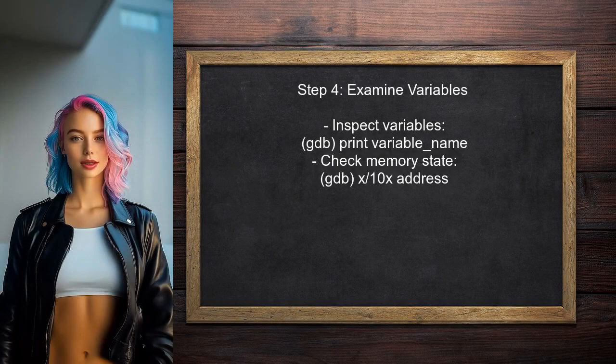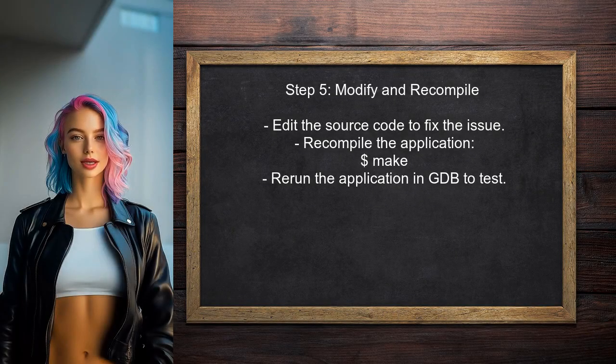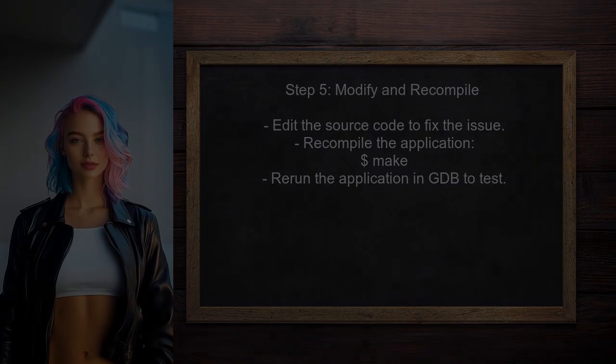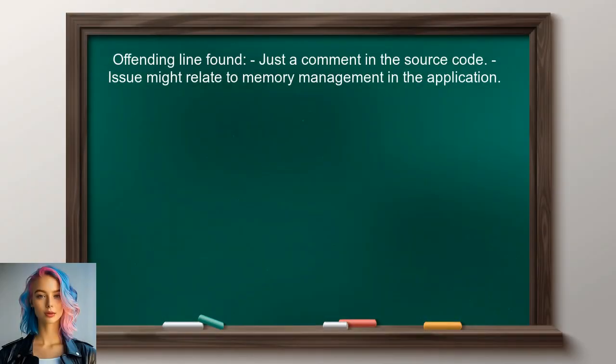To further investigate, the user can examine the variables and memory state at the time of the fault. This can be done using the print command in GDB. Finally, if the user identifies a specific line of code causing the issue, they can modify the source code and recompile the application to test the fix. Interestingly, the user found that the offending line was just a comment in the source code. This suggests that the issue might not be directly in the code itself, but could be related to how memory is being managed in the application.